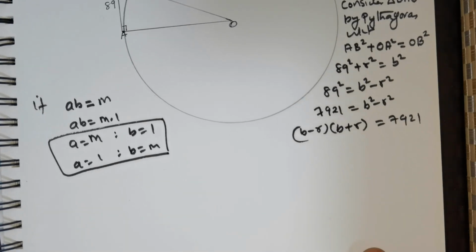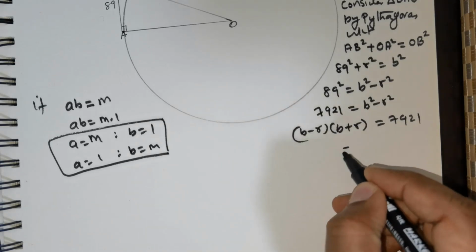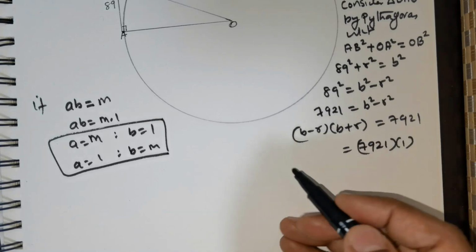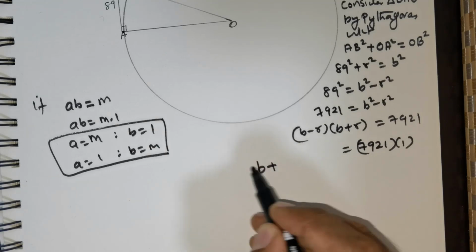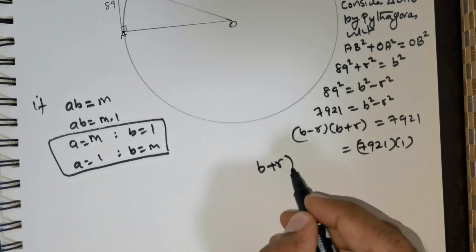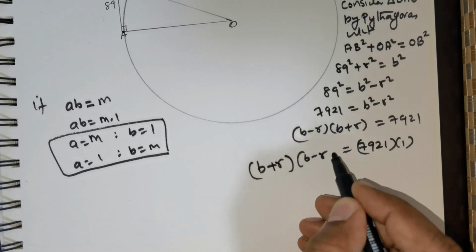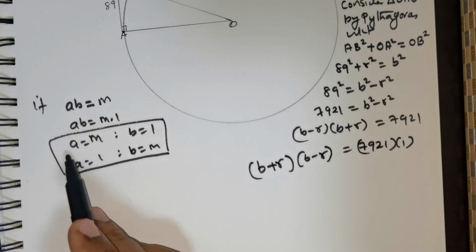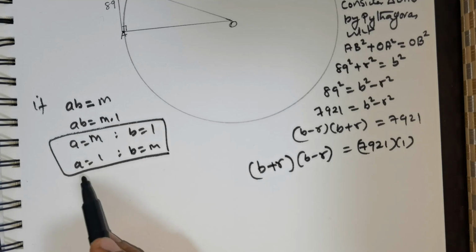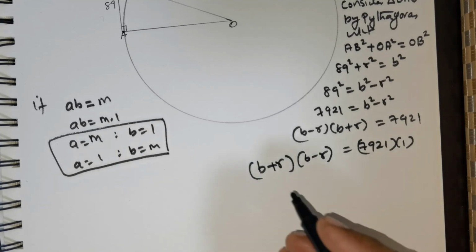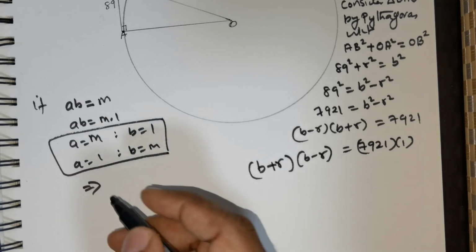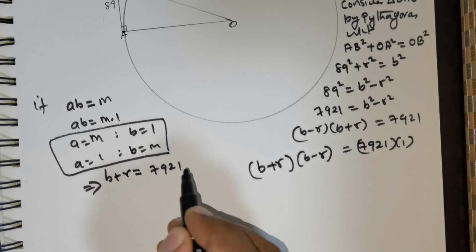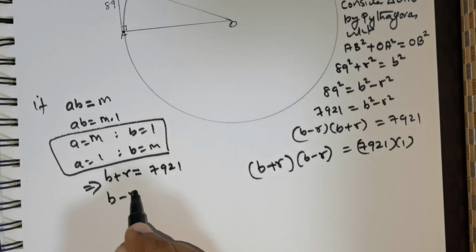So what I wish to do is I would like to rewrite 7921 as 7921 times 1, and then I would write this in this fashion: B minus R times B plus R. I would like to write it as B plus R times B minus R. So from this property, if AB is equal to M, then either A is equal to M and B is equal to 1, or A is equal to 1 and B is equal to M. So by this property I can rewrite this as, so this means B plus R is equal to 7921 and B minus R is equal to 1.